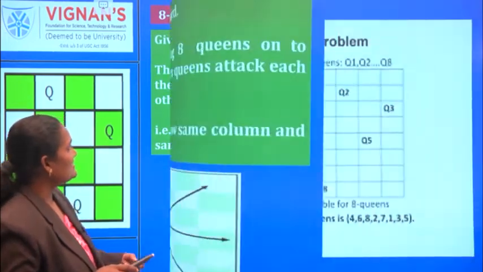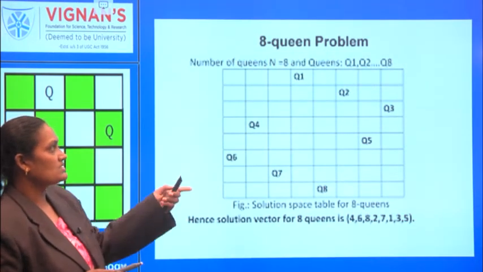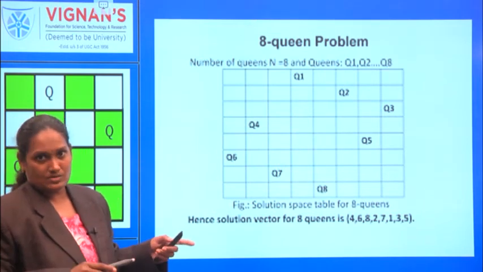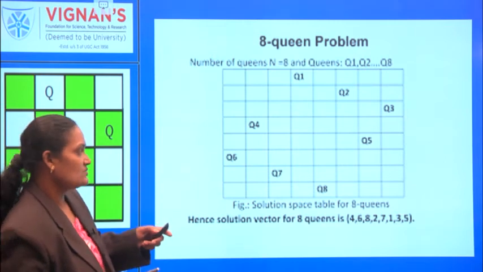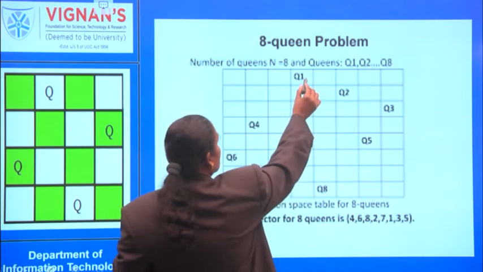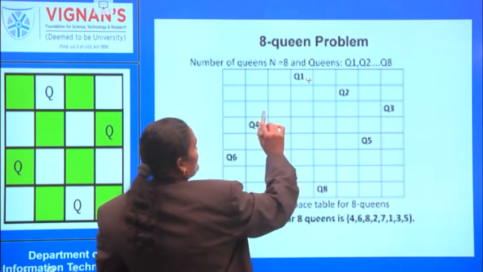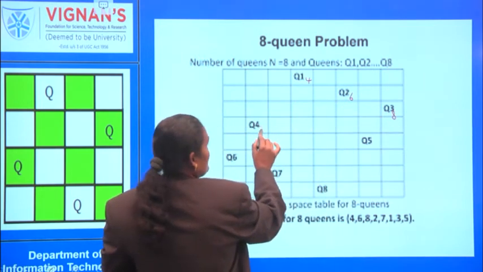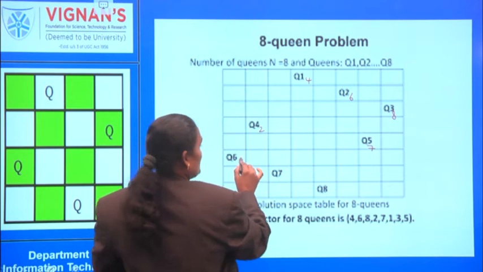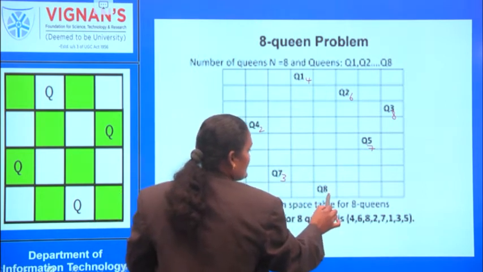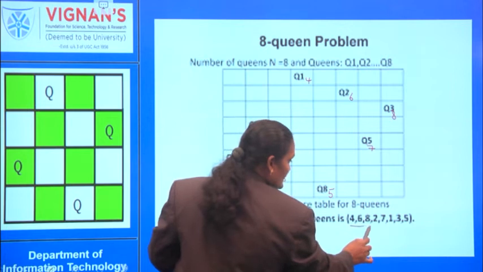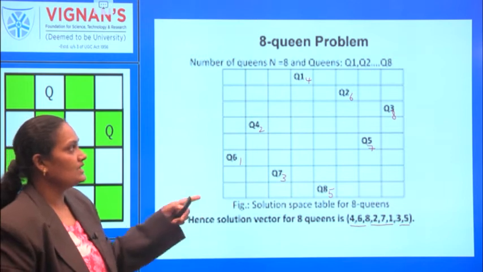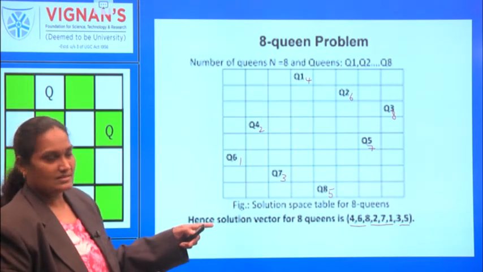Now here you can see the solution for the 8 queens problem. This gives one of the solutions. The 8 queens problem contains a lot of solutions. Out of all those solutions, one of the solutions is this one. This solution can be expressed as this. Since this is the 4th column, we can write here this position is 4, this is 6, and this is 8, and this position is 2, and this position is 7. This position is 1, and this position is 3, and this position is 5. So 4, 6, 8, 2, 7, 1, 3, 5. This becomes one of the solutions of the 8 queens problem.